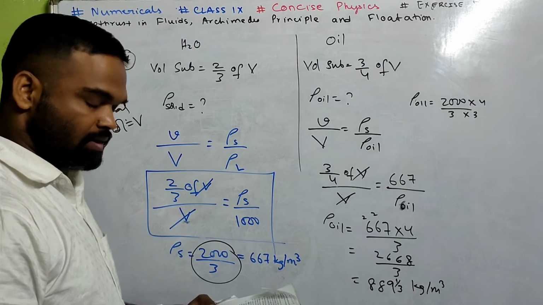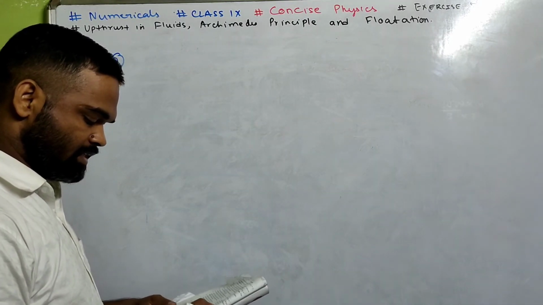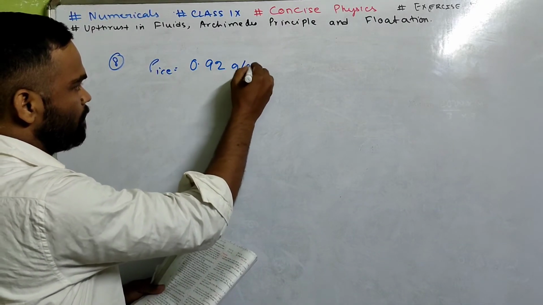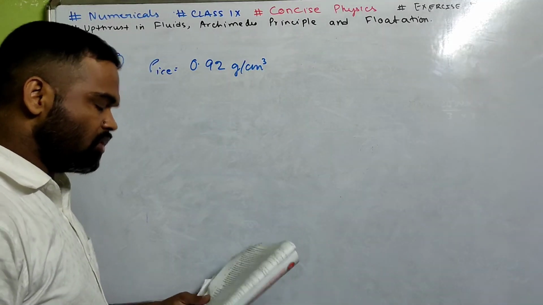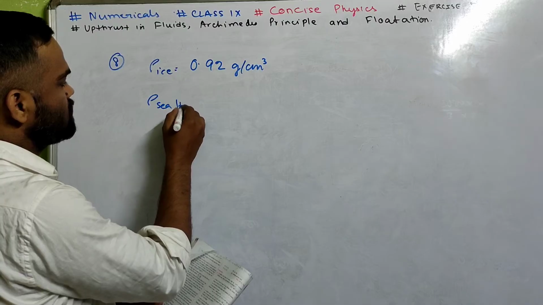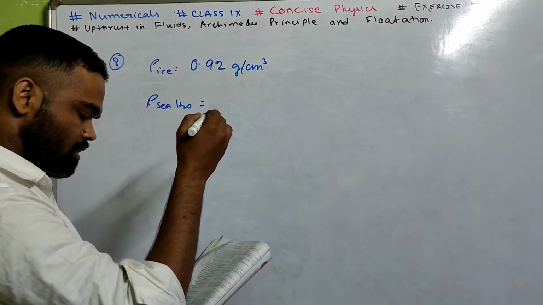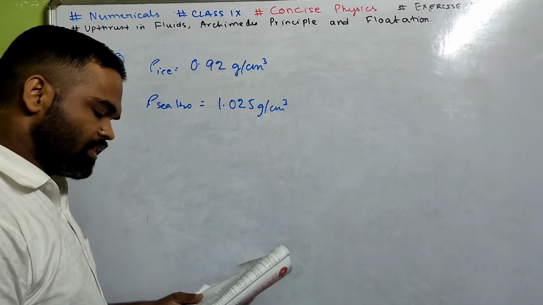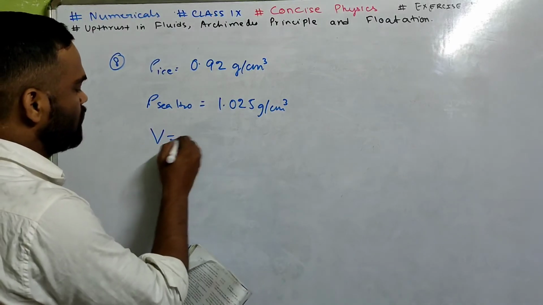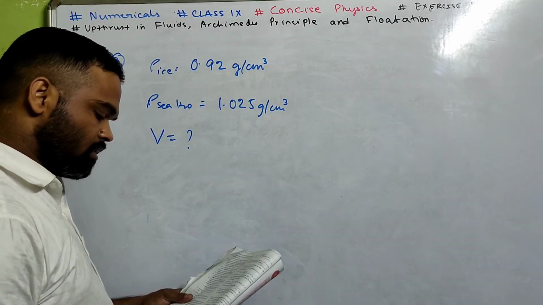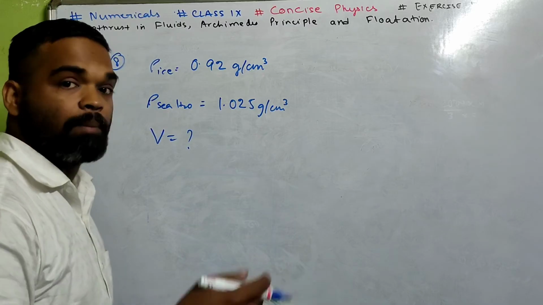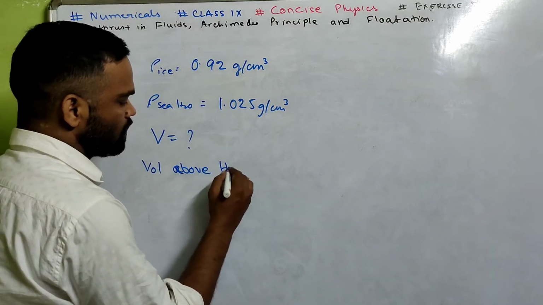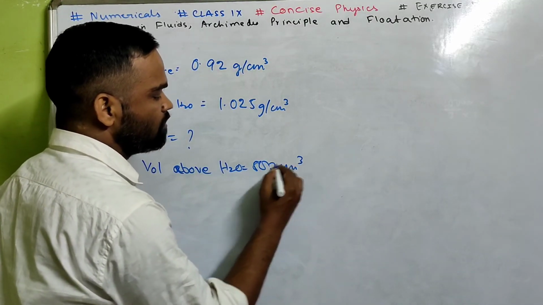Now let us look at number 8. The density of ice is 0.92 gram per centimeter cube, and the density of seawater is 1.025 gram per centimeter cube. Find the total volume of the iceberg when its volume of 800 centimeter cube is above water.